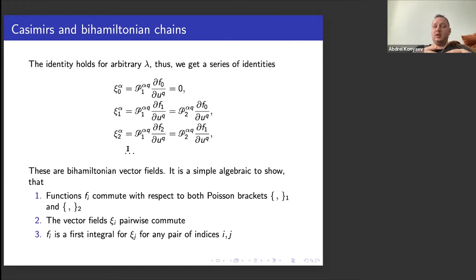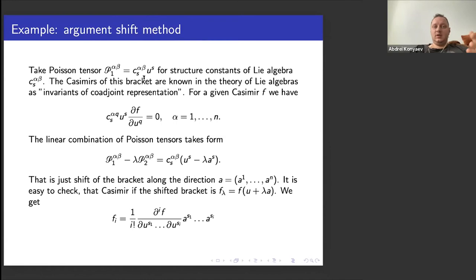Here is an example of what you do in the case we've just discussed. If you took a Lie algebra, probably the Casimirs for your bracket are already known. They're called the invariants of the coadjoint representation. There are a lot of ways to calculate them, or for many algebras they are already calculated. You can find them in a book. So you pick one from the book, and this is zero. But now you can take the second bracket with the constants, add them up, and you get the following formula.